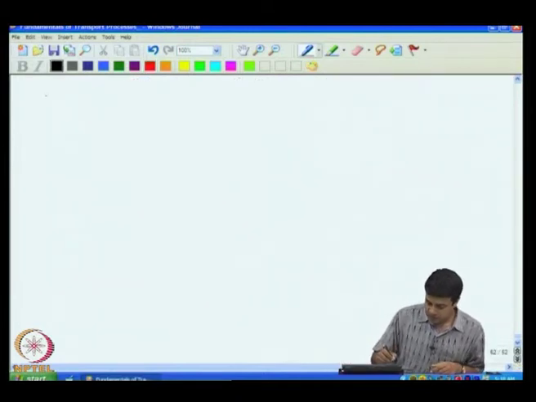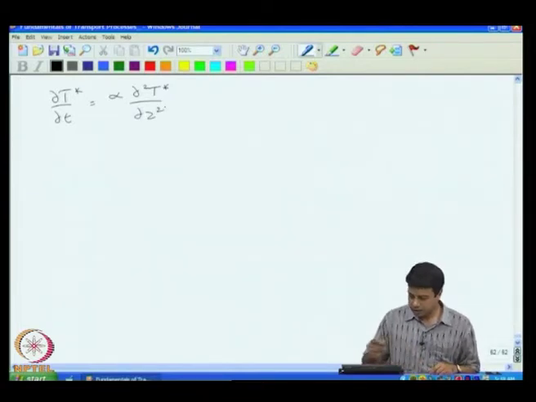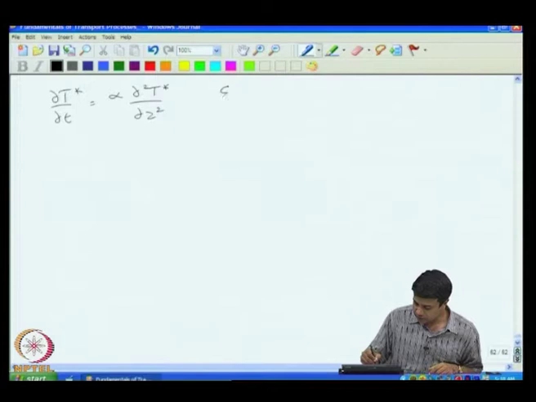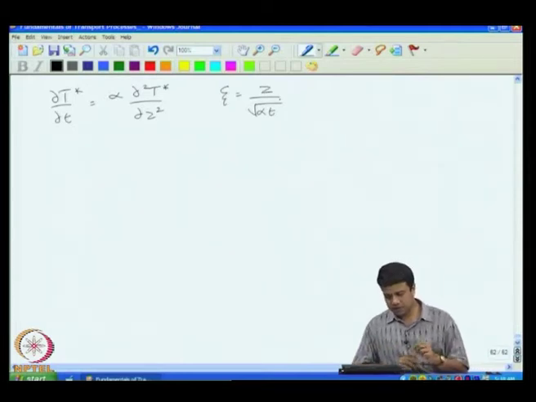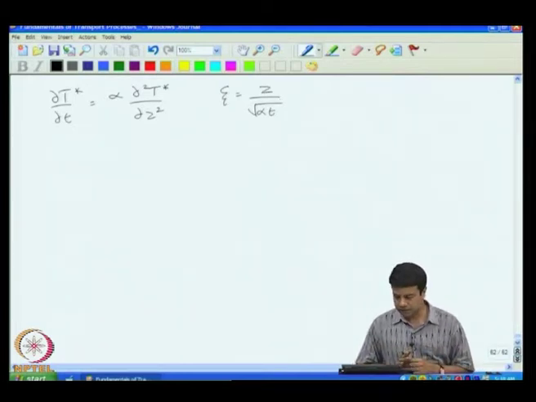So, I have my equation partial T star by partial t is equal to alpha partial square T star by partial z square. And I have defined my similarity variable psi is equal to z by square root of alpha t. This is dimensionless because z has dimensions of length, alpha is length square per unit time. So, therefore, alpha t has dimensions of length square, and therefore, z by root alpha t is dimensionless.